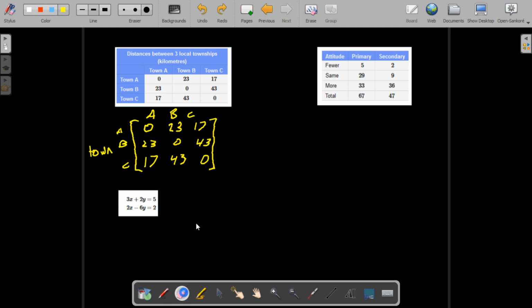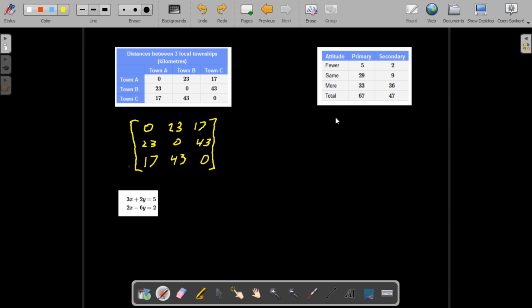So really, we're saving a bit of time by not writing out those things, and that's our matrix. So we've got the distance between 3 local townships. I'm converting it into a matrix, and that's what it would look like.